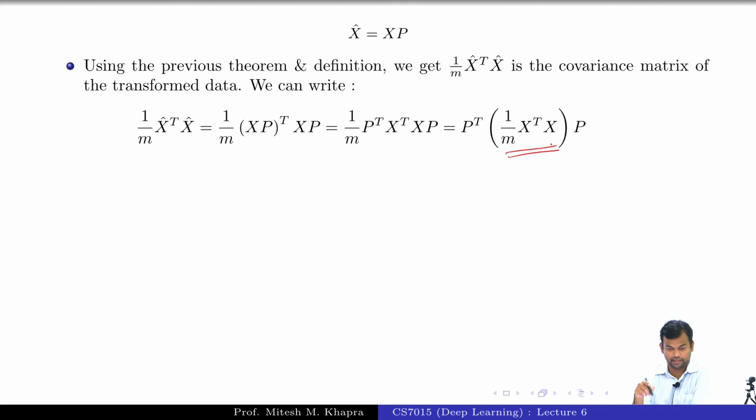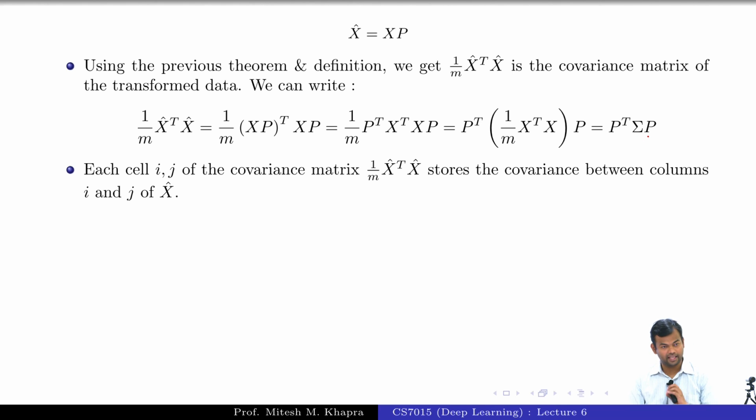Covariance matrix of the original data. Okay, so I'll just write it as sigma. Fine? Now each cell ij of the covariance matrix stores the covariance between columns i and j of X hat, where X hat is the transformed data. What is the property that you want to hold? I'll give you only one condition for now.